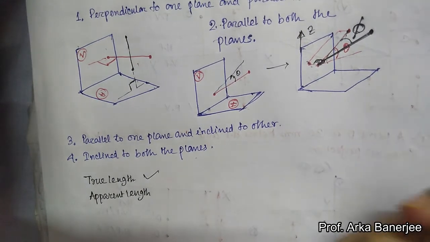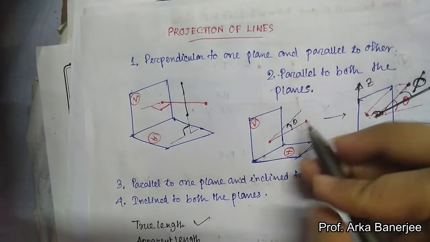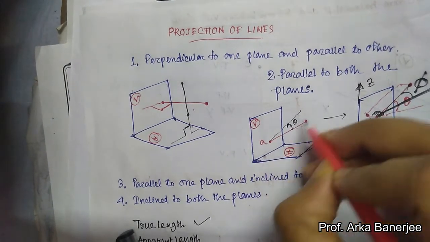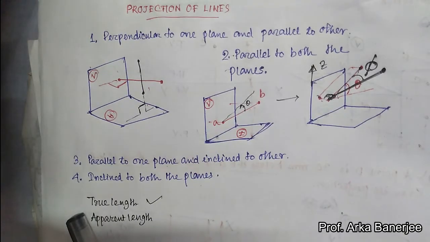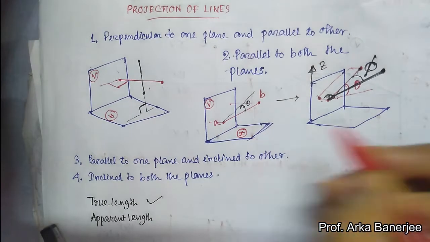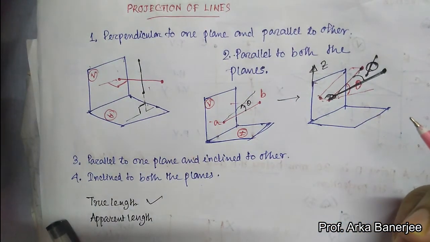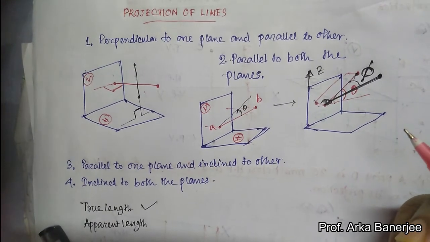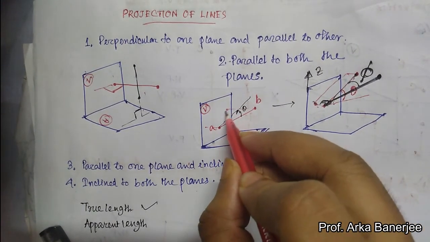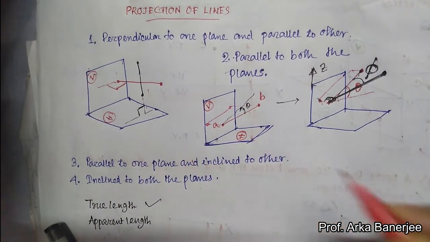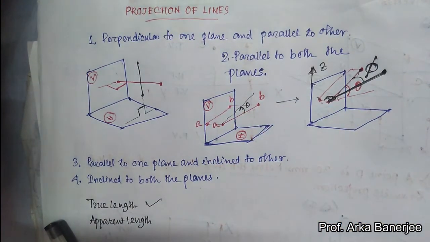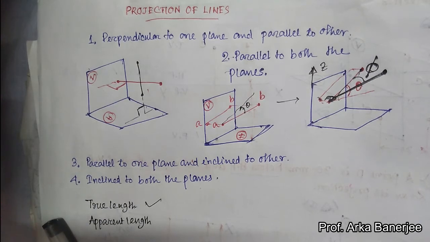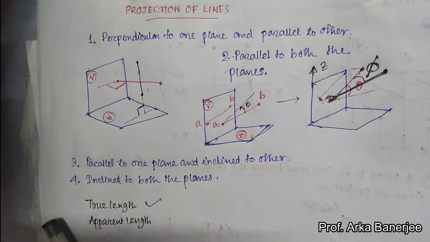So suppose in this case, this red straight line AB is parallel to VP as well as parallel to HP. Now think about this straight line AB, it is parallel to VP. If you project it on VP, we will see the actual length of AB. We'll get it here, because it is parallel to the vertical plane.